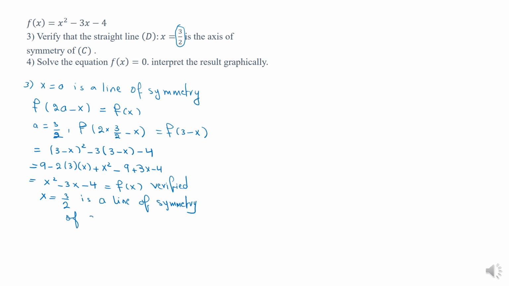Now part 4, solve f of x equals 0 and interpret the result graphically. F of x equals 0, so x squared minus 3x minus 4 equals 0. Using trial and error, two numbers whose product is negative 4 and whose sum is negative 3. So x minus 4, x plus 1.